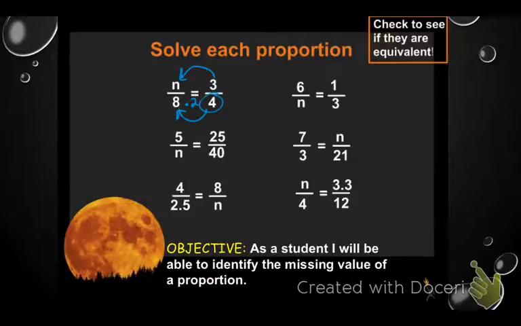Notice my arrow went from the 4 to the 8, so my arrow needs to go from the 3 to the n. That would be times 2, and n equals 6. Now, I could also use the cross multiply method, which I'm going to show right now.